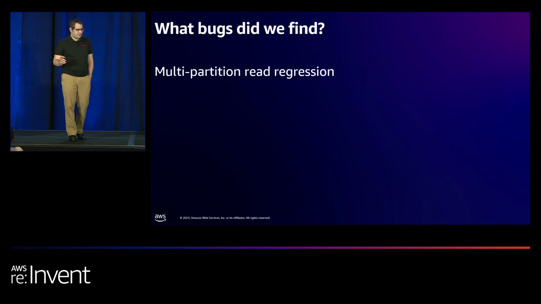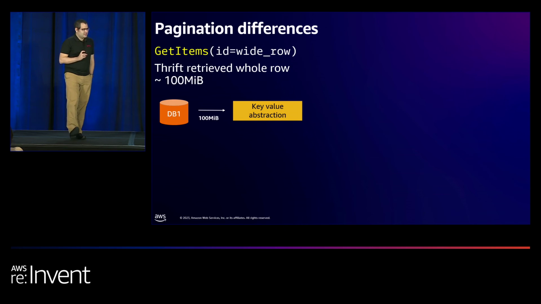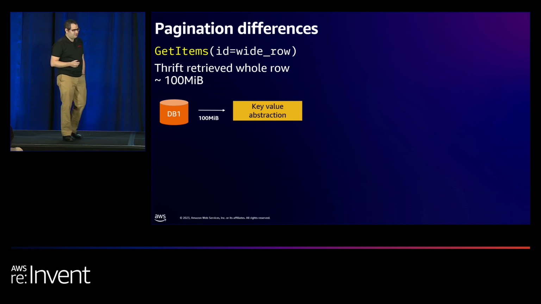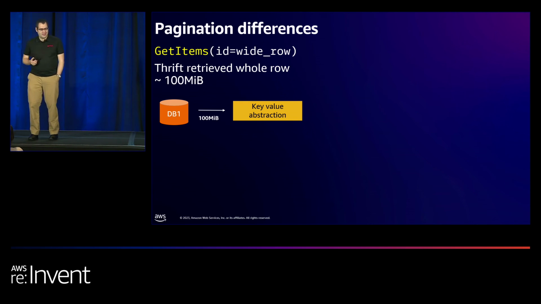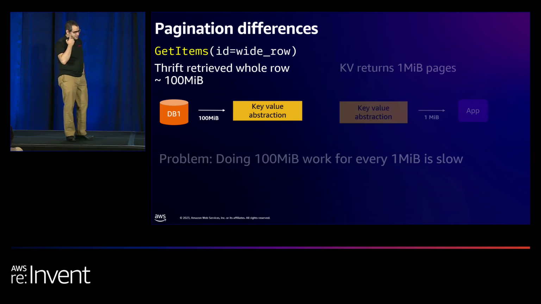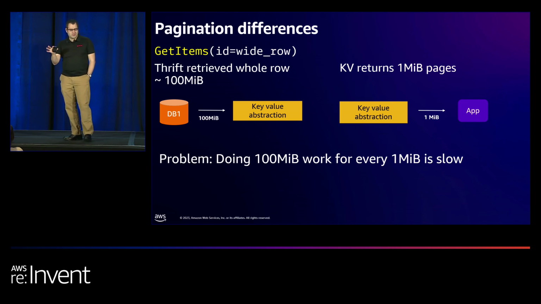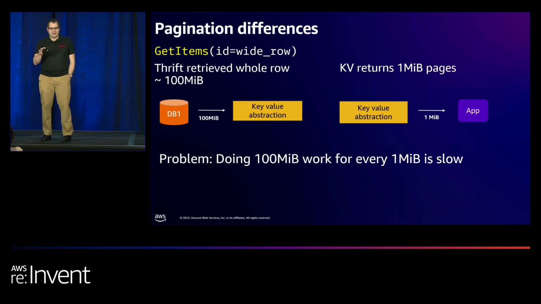All right, so we found a multi-partition read regression. What else? The next issue that we ran into was significant differences in how Thrift and CQL implemented pagination. In particular, Thrift, as we had it configured for this particular use case, didn't implement pagination. So if you asked it for a row that had 100 megabytes of data, it would return you 100 megabytes of data. And this is a problem because key value, we talked about earlier, returns data in like 1 to 2 megabyte pages, order megabyte pages.